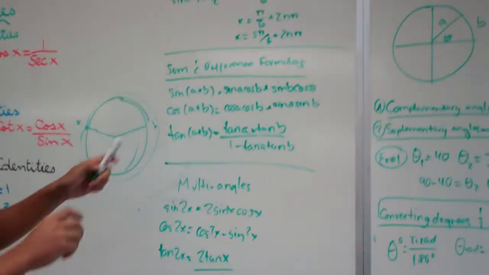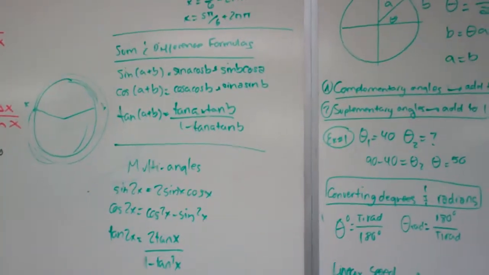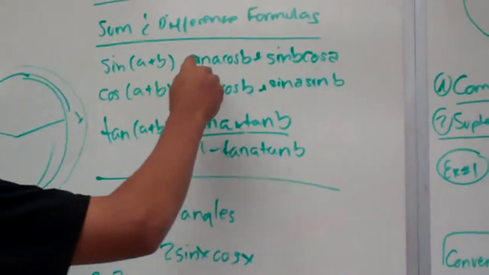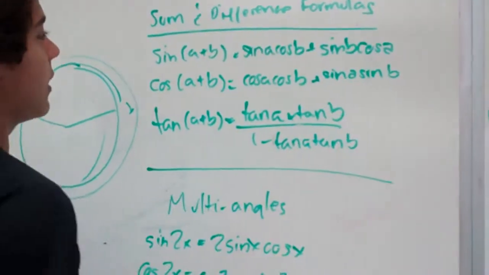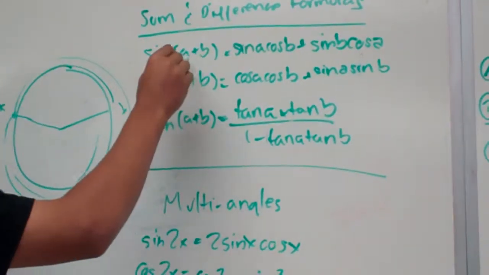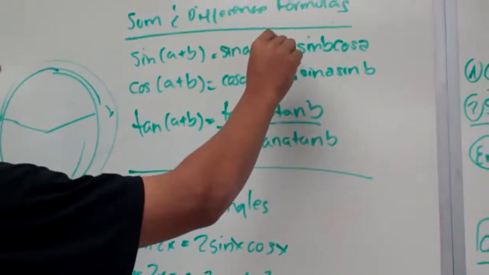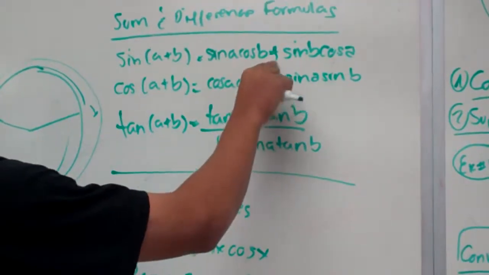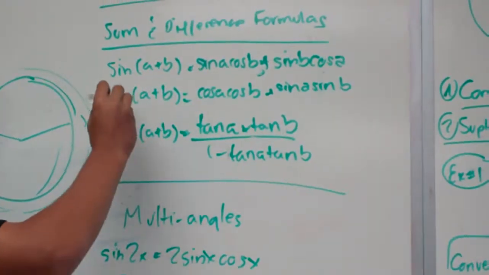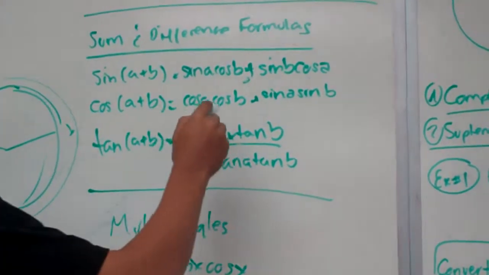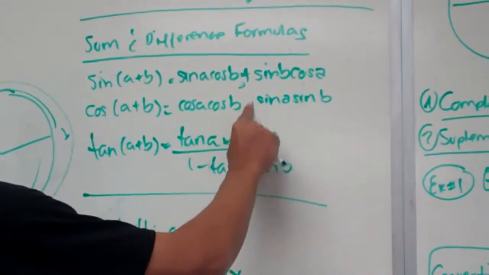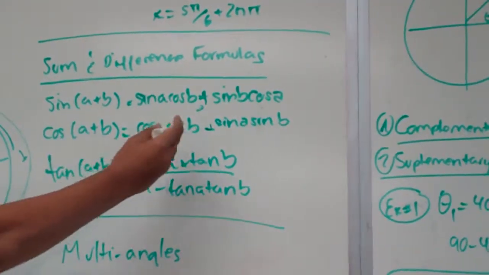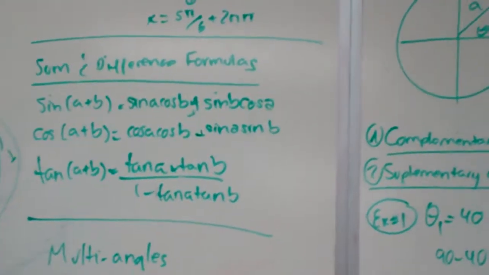And then sum and difference formulas. We know that sine of a plus b is going to be sine a cosine b plus sine b cosine a. If it was subtraction, we just have to change the sign to negative over here. And then for cosine, if it is cosine of a plus b, we know that it is cosine a cosine b minus sine a sine b. And if it was a subtraction, we just have to change the sign to positive.